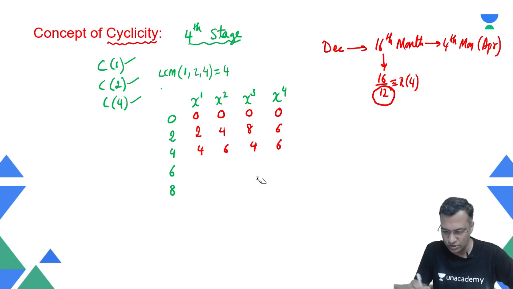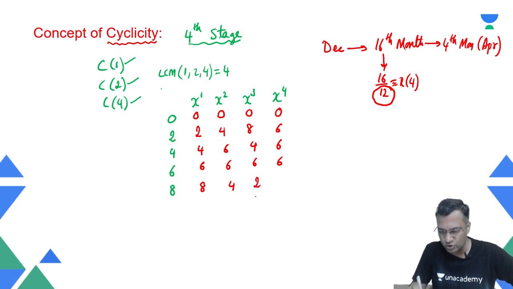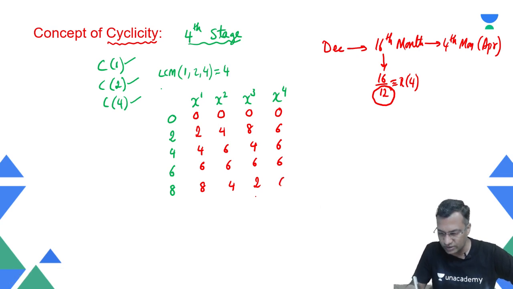Now let me go to 6. Everything is 6. Therefore, let me go to 8. You say that 8 square ends in 4, and then 8 cube ends in 2, that is 512. 8 raised to power 4, 8 into 2, is nothing but 6.